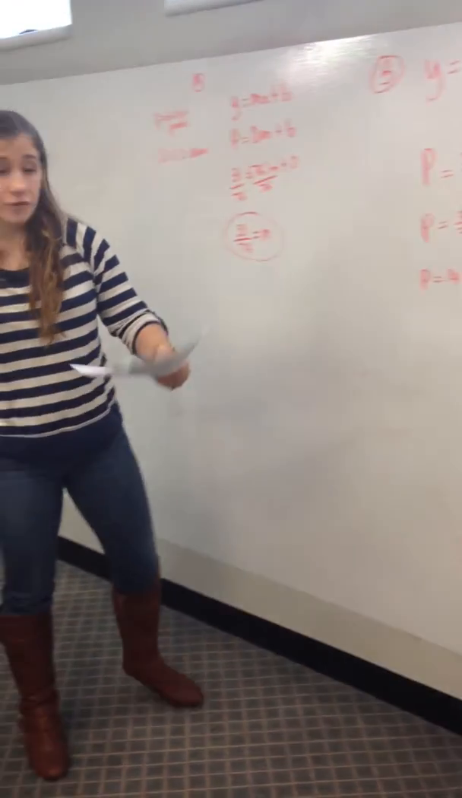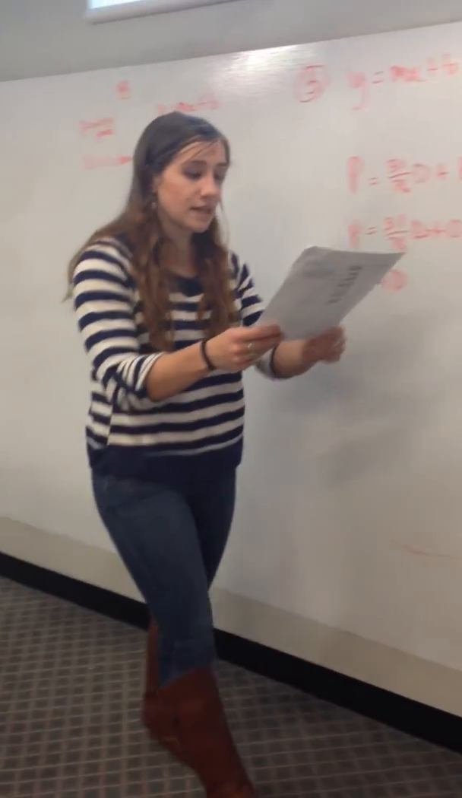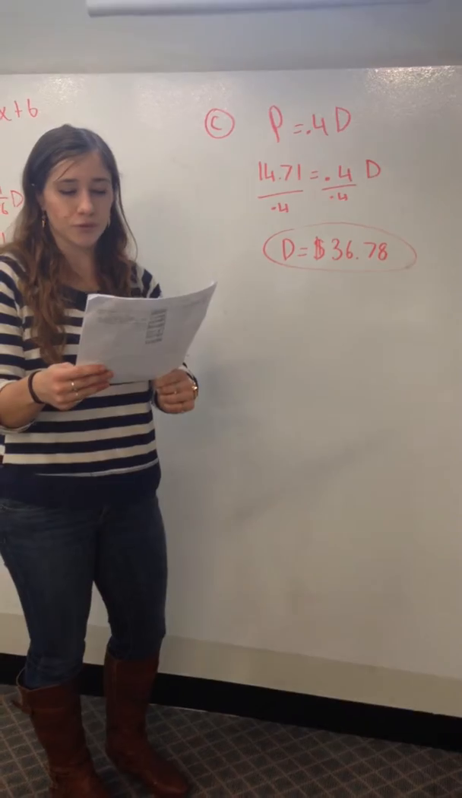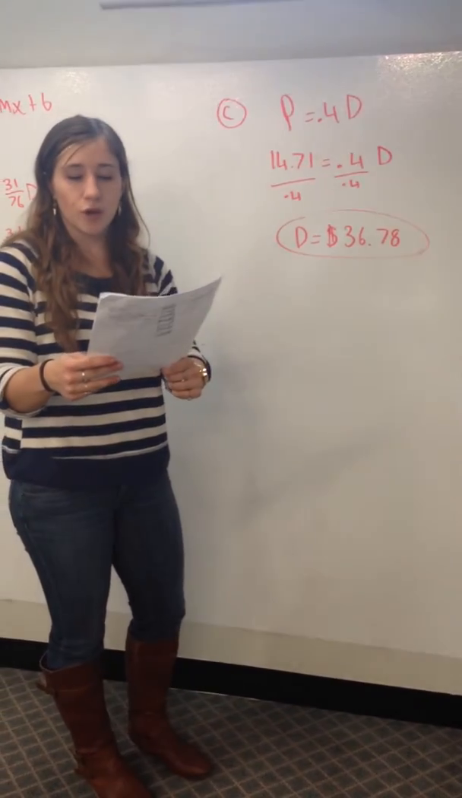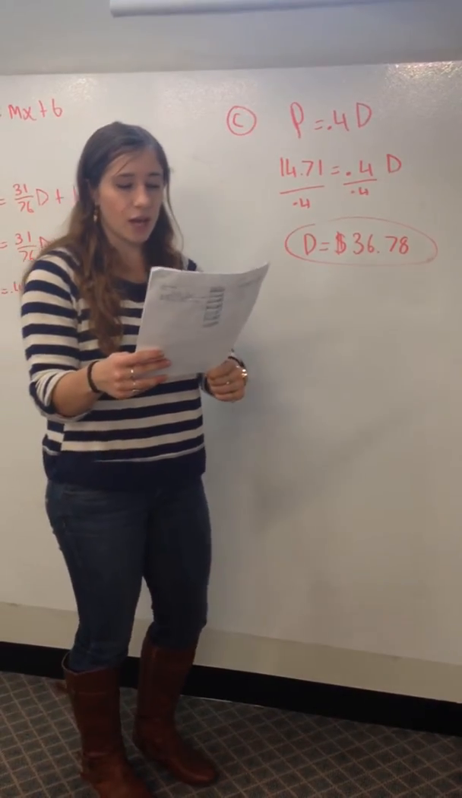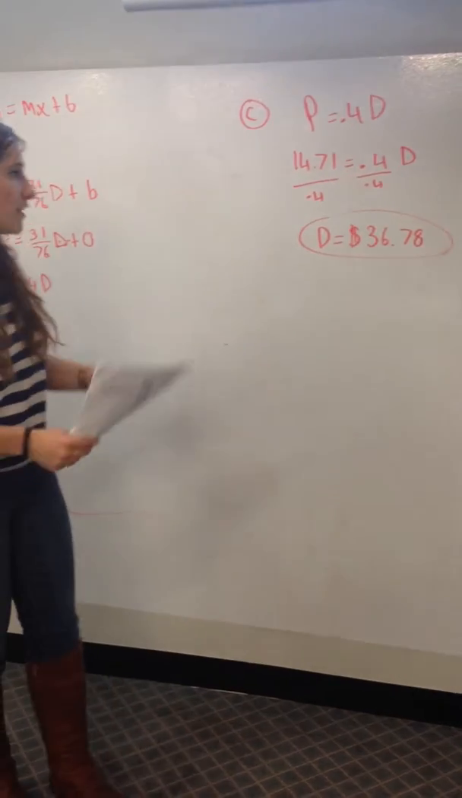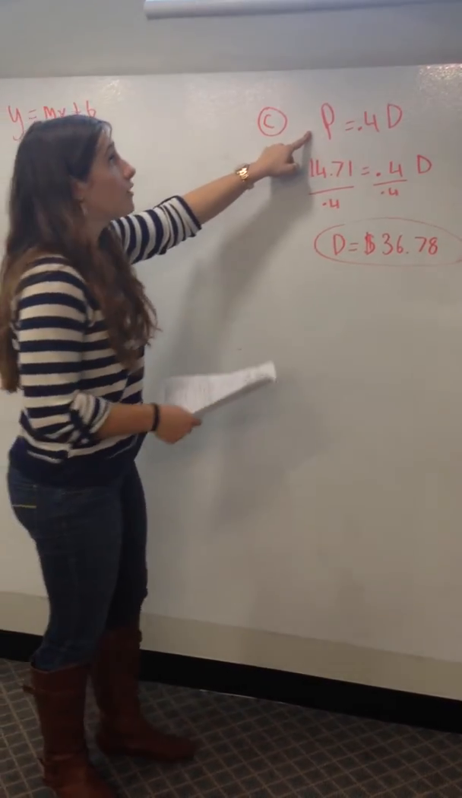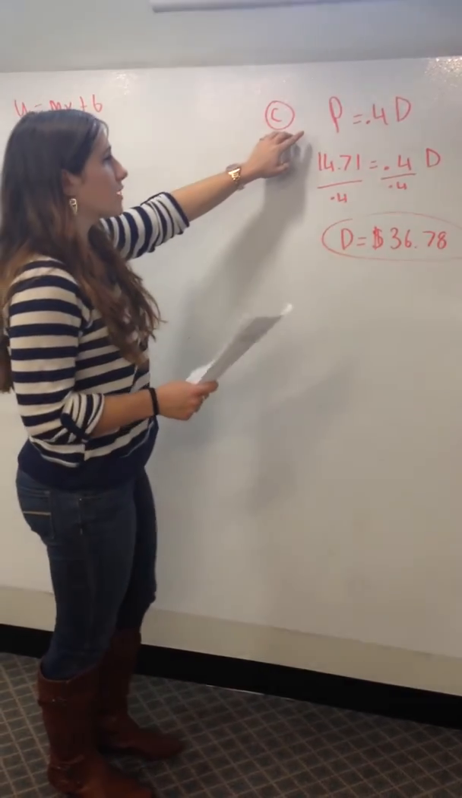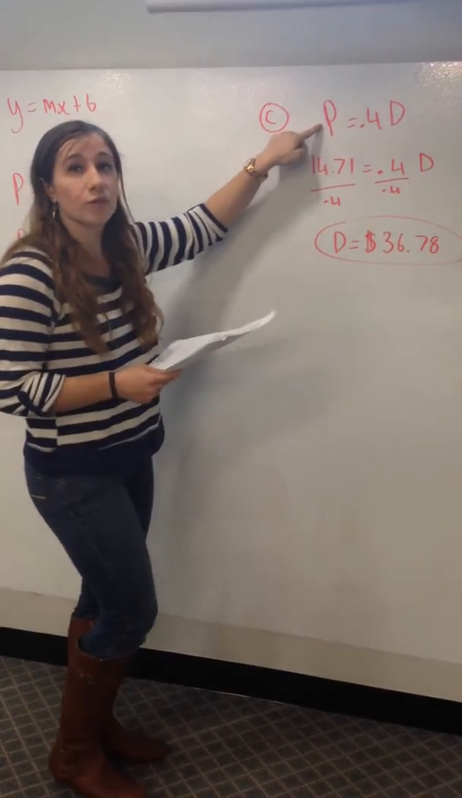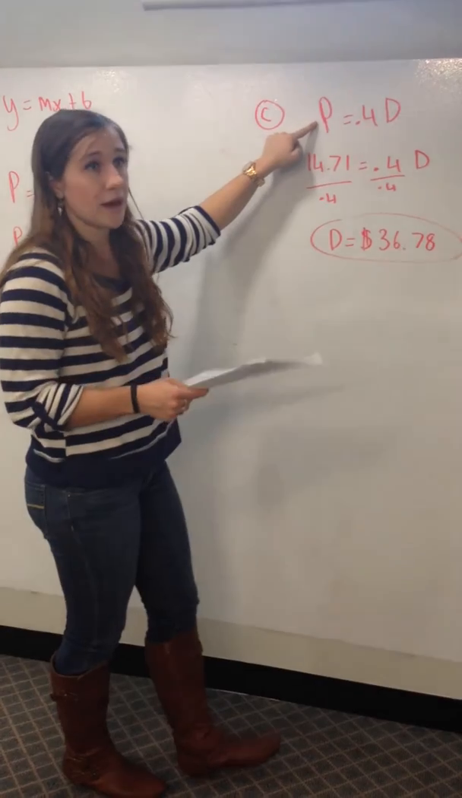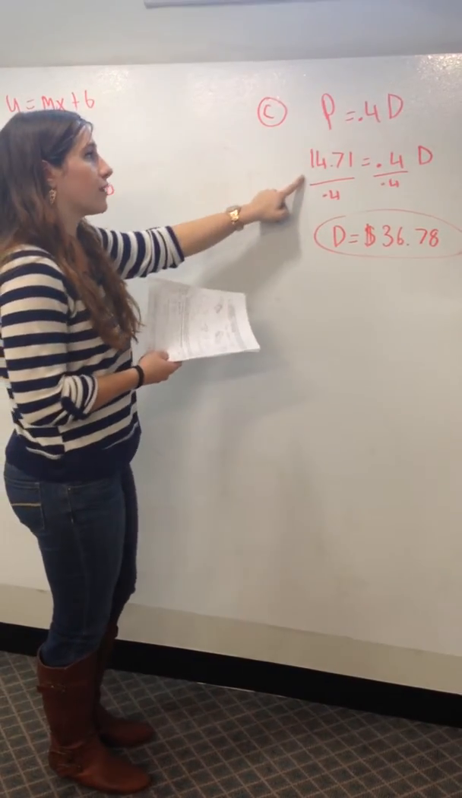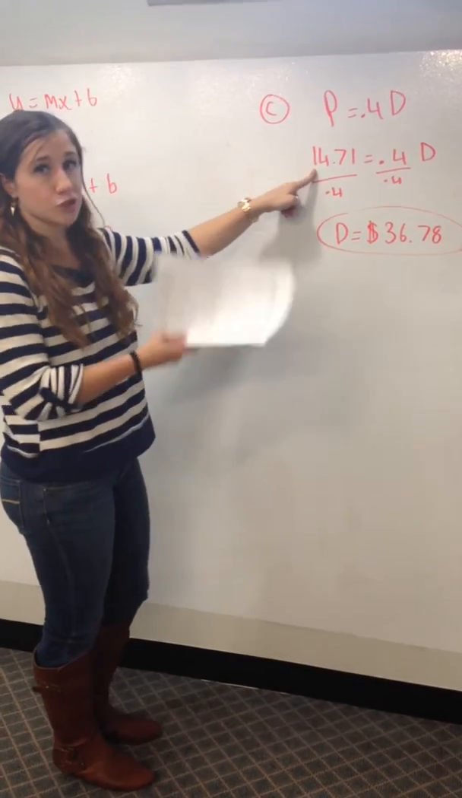So now, for part C, the last part of the problem, they're asking, upon returning to the airport, she had 14.71 British pounds, which she exchanged for US dollars. How much money did she receive? So now that we have our equation for the exchange rate at that time, we're just going to plug in. They gave us 14.71 British pounds, so this is representing British pounds again, so I'm going to plug that in here. And then I'm just going to solve it.